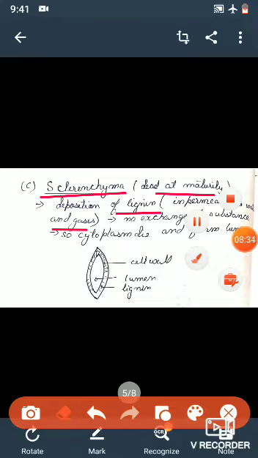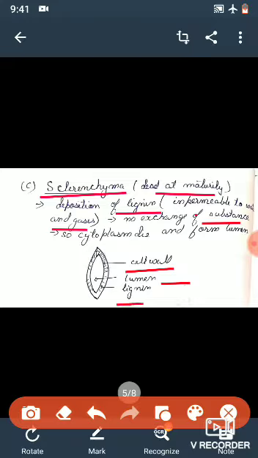So ultimately the cells die, basically the cytoplasm dies, and they form the lumen. You can see the cell wall is there, and lignin deposition is there all over the wall. So these were the simple permanent tissues: parenchyma, collenchyma and the sclerenchyma.